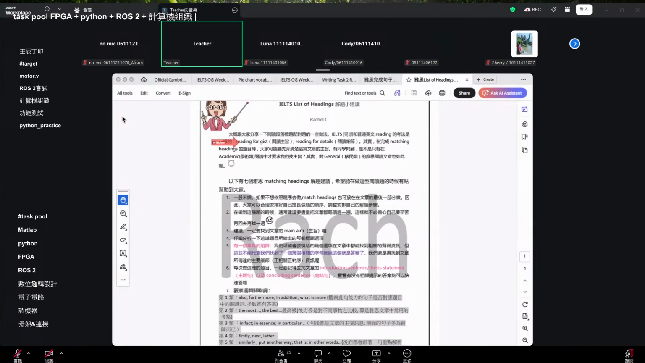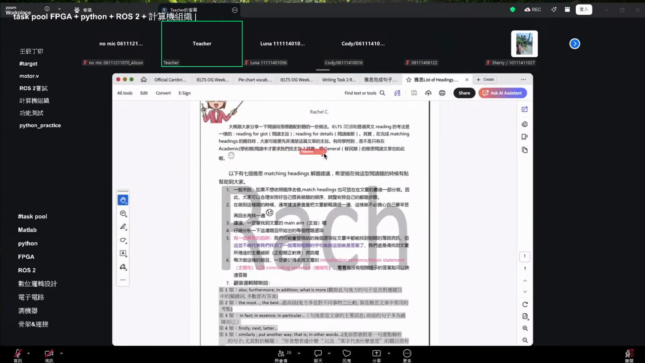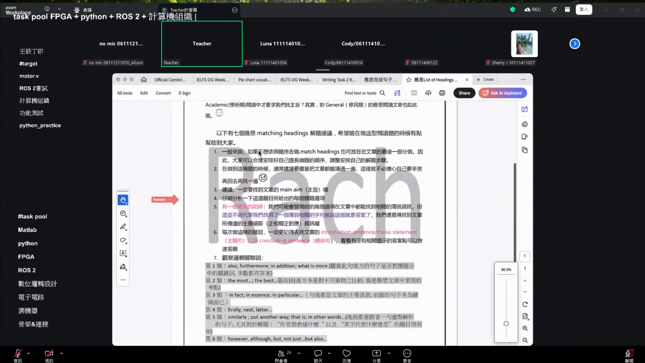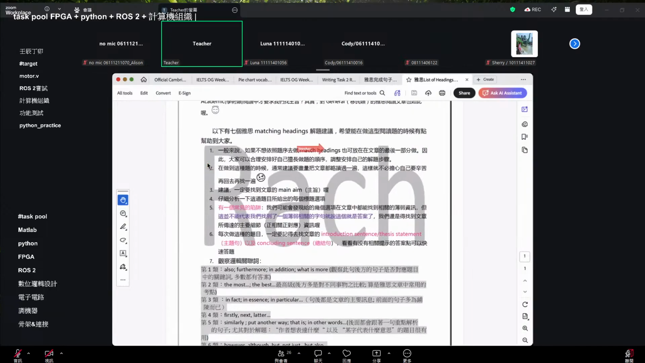If you are doing general training, it's the same thing. You will have to go through matching headings when you sit for the general training IELTS test. If you don't want to do it as matching headings, you could do it later. But what I would like to propose is to do it straight away, because that will enhance your understanding of this particular article.